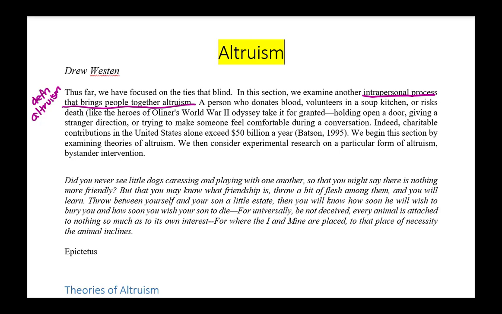A person who donates blood, volunteers in soup kitchens, or risks death, like the heroes of Ehrlich's World War II Odyssey, takes it for granted, holding open a door, giving a stranger directions, or trying to make someone feel comfortable during a conversation. Indeed, charitable contributions in the United States alone exceed $50 billion a year. We begin this section by examining the theories of altruism. So even though I'm just pre-reading, I know they're going to talk now about the different theories. We then consider experimental research on a particular form of altruism, bystander intervention. So again, this is something I might want to pay attention to.